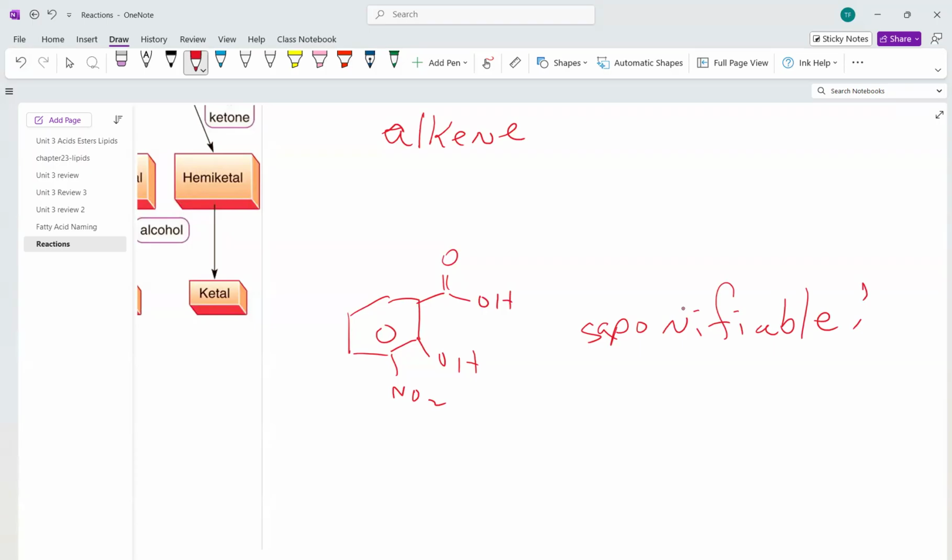Just like when we're doing a reducing sugar, remember you had to look for what? The hemiacetal. The hemiacetal was present, it was a reducing sugar. Okay, with any molecule with an ester in it, it's saponifiable. So if I have a pH greater than 7, that'll take that ester apart.